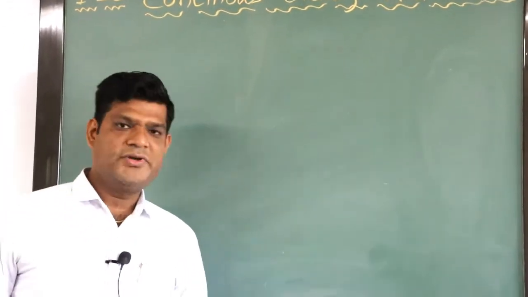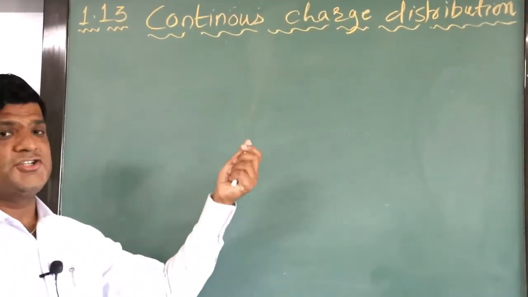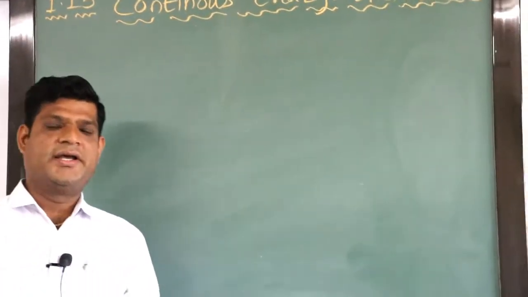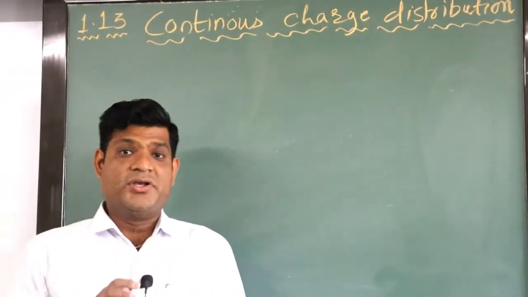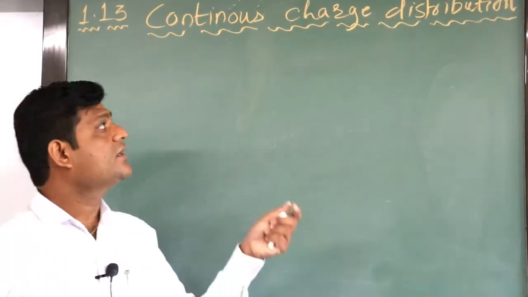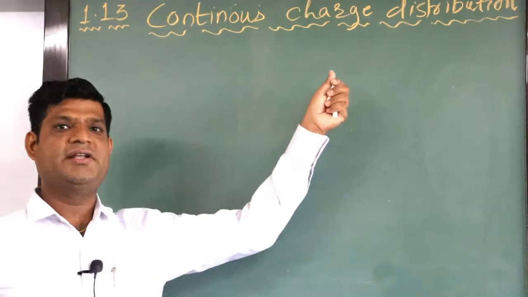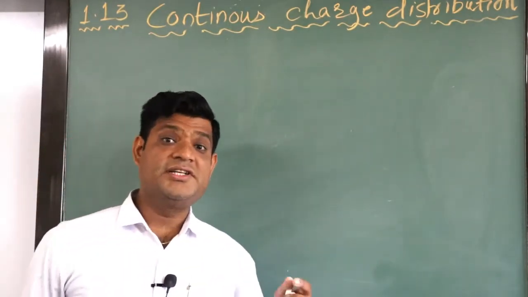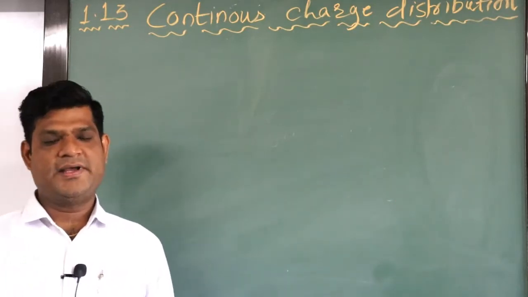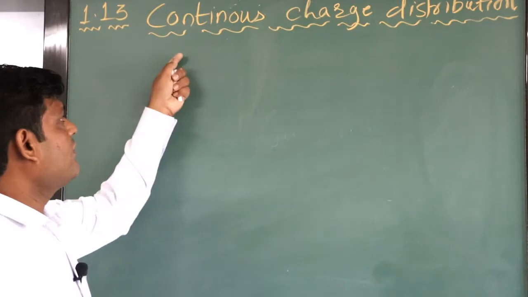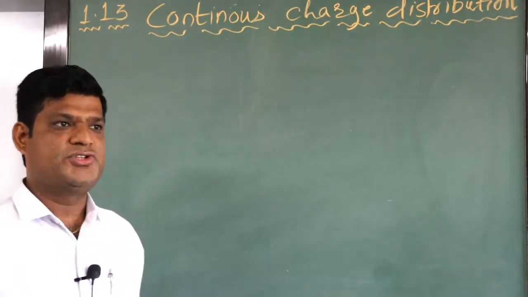First of all, we are going to understand what is the distribution of charge, what is the continuous distribution of charge. If the charges are uniformly distributed, then we can say that they are continuously distributed charges. Here we are not going to discuss the discrete distribution of charges, right? So there are three types of continuous charge distribution.